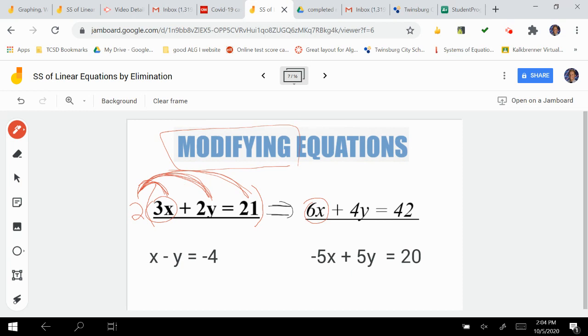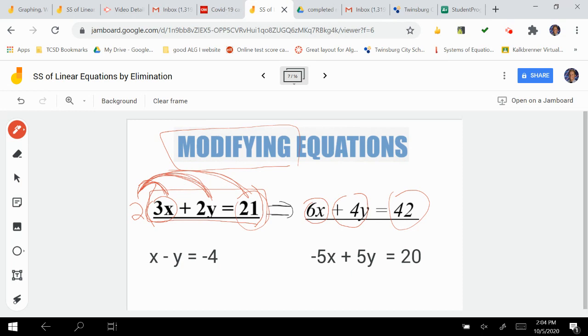So now let's go 2 times 3 is 6x. 2 times 2y is 4y, positive 4y. And then double 21, you get 42. So we manipulated the situation by taking this whole equation and multiplying it by 2.